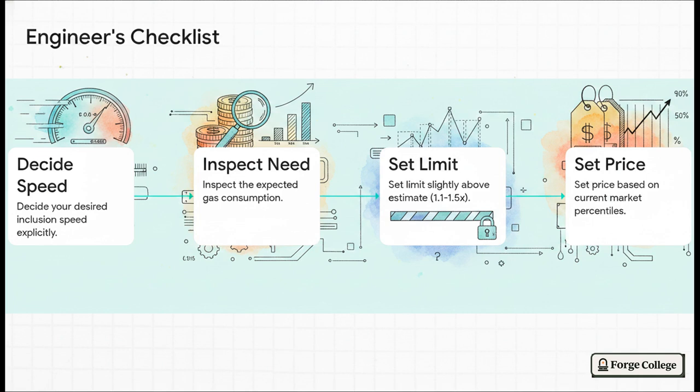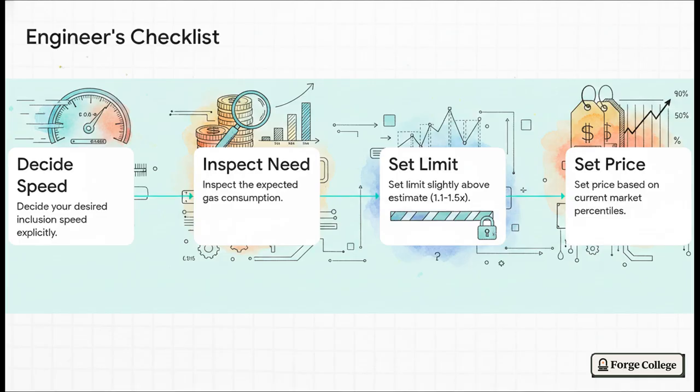Step 1. Explicitly decide your desired speed, like how fast do you really need this? Step 2. Inspect the expected consumption. Just use your wallet's estimation tool. Step 3. Set your gas limit just slightly above that estimate. Usually 1.1 to 1.5 times is a perfect safety buffer to allow for variance without triggering those pesky pre-check blocks.